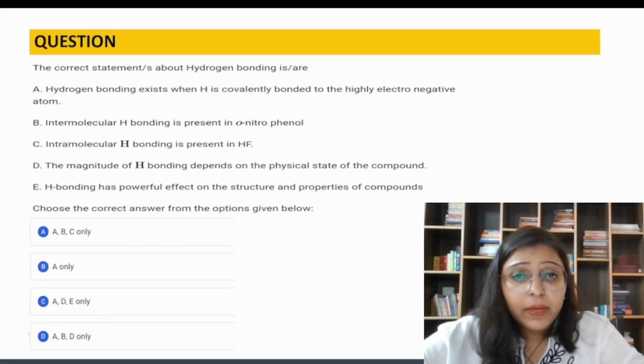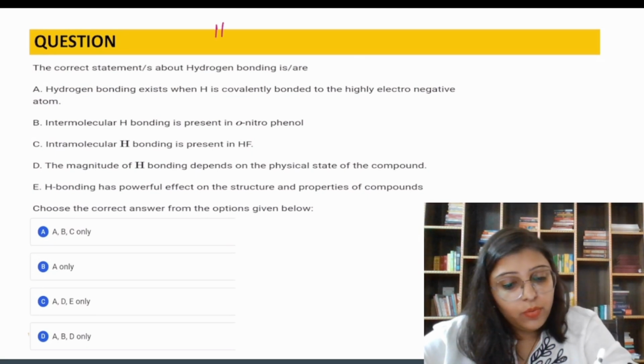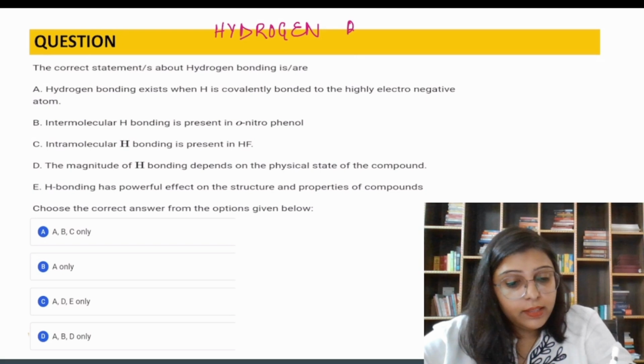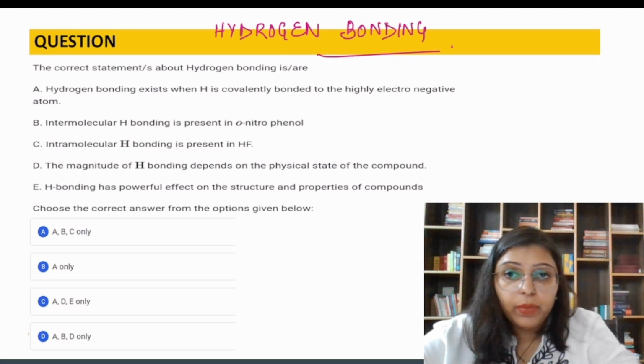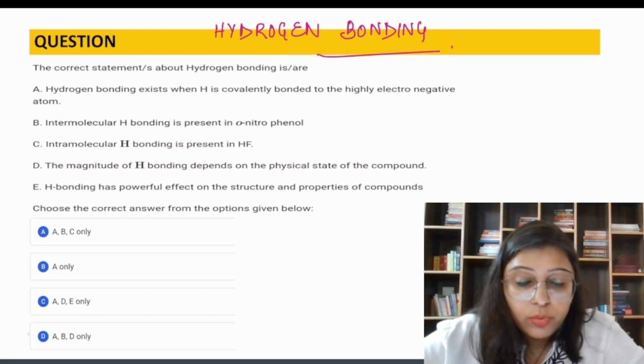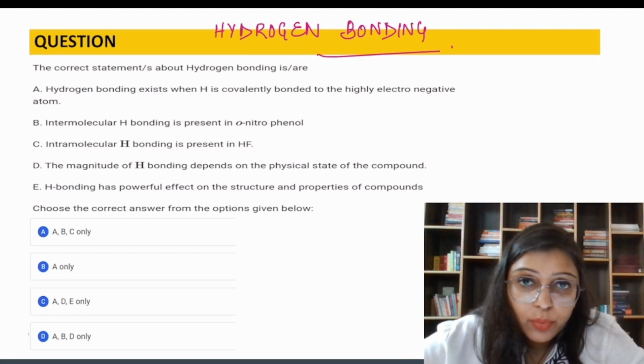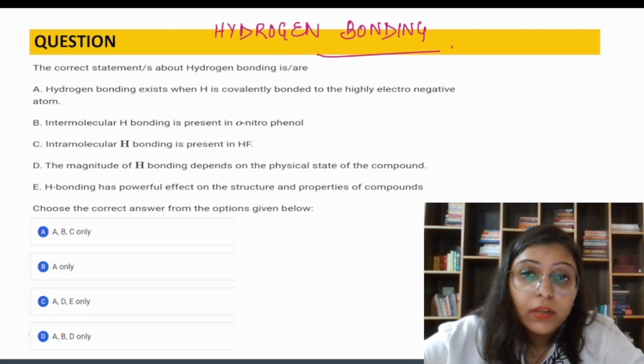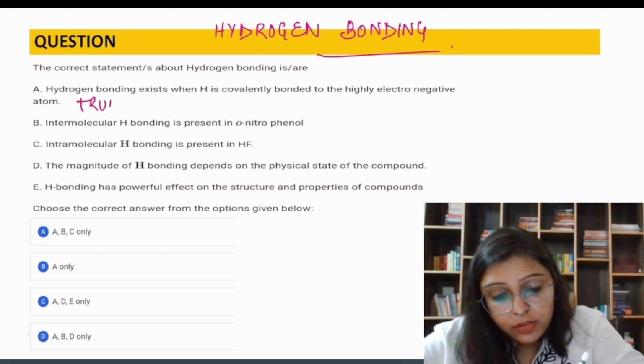The correct statement about hydrogen bonding is... This question is from the hydrogen bonding topic. So let's do the question. Let's read statement A. Hydrogen bonding exists when hydrogen is covalently bonded to a highly electronegative atom. Yes, it's true. Why is it true?